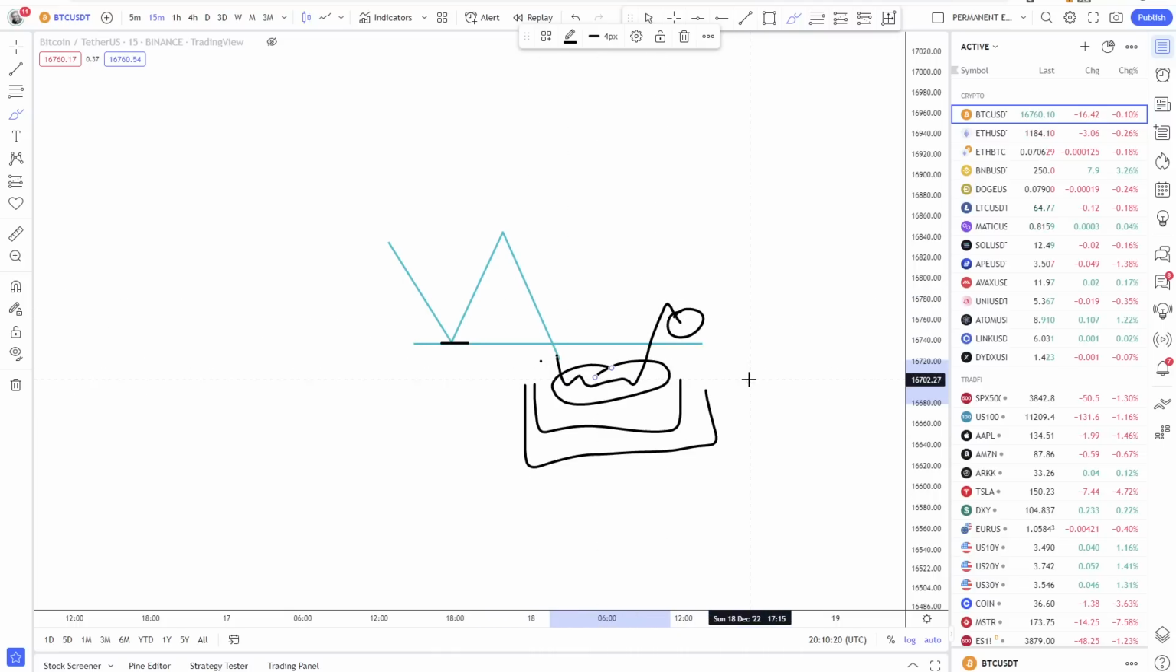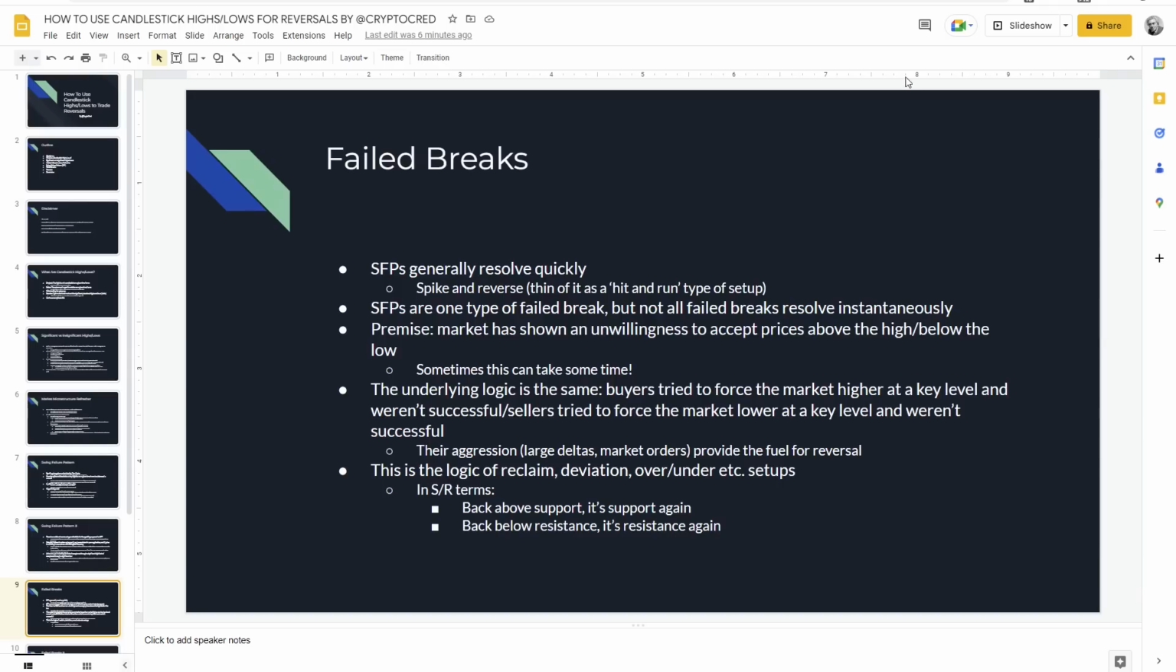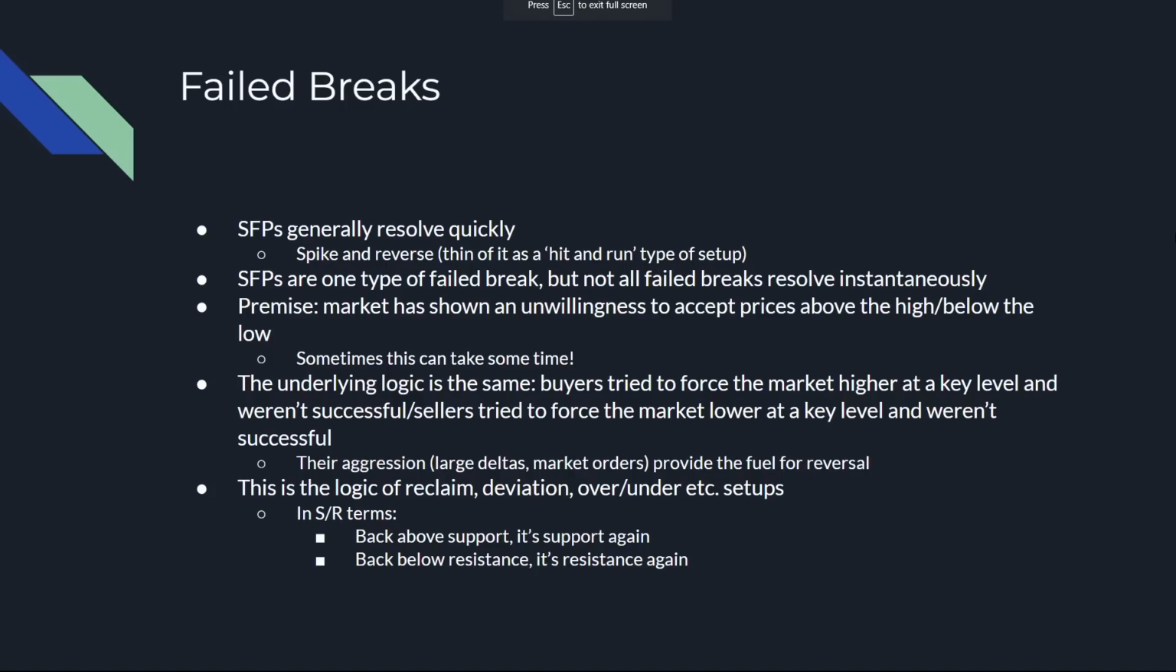Maybe it's a failed support resistance flip if we really want to start making stuff up. But at its core, it's the same thing. Break lower, market not having it. Break higher, market not having it. And how long that can take can simply vary. And it's okay. That variance is okay.